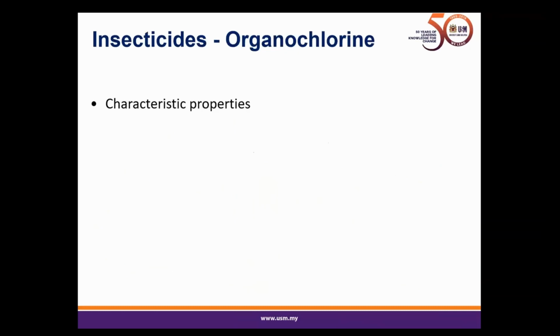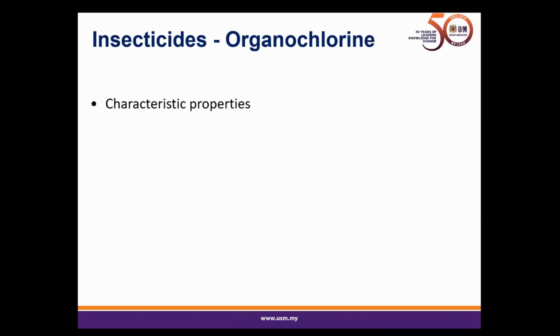Next, I would like to discuss insecticides. We have a few types of insecticide, for example organochlorines, organophosphates, and also carbamates. Basically, you use insecticide to control disease or insect-borne disease, for example malaria, yellow fever, or dengue, and so on. The other reason why we use insecticide is to prevent insects from attacking our food crops.